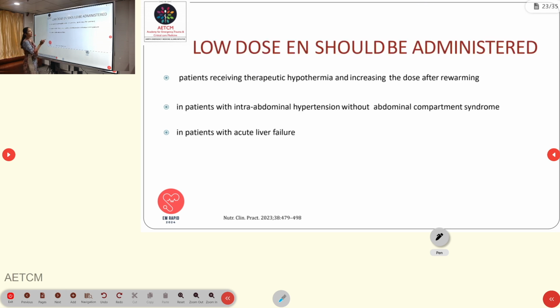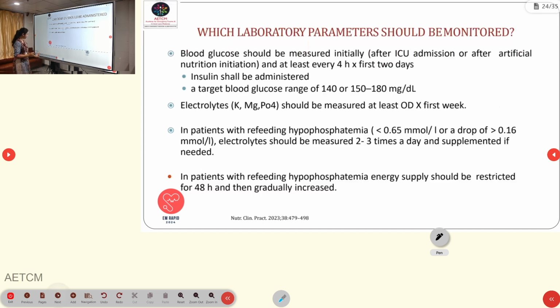So when should we give low dose enteral nutrition? That is considered in patients who are receiving hypothermia. We don't want the patient's basal metabolic rate to increase, and we will consider increasing the dose of feeds when we are rewarming the patient. Then low dose enteral nutrition is given in case of intra-abdominal hypertension without features of compartment syndrome, and in patients with acute liver failure.